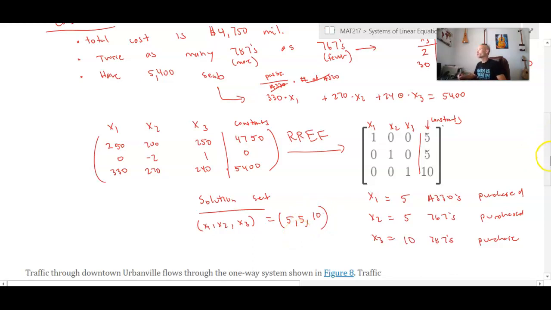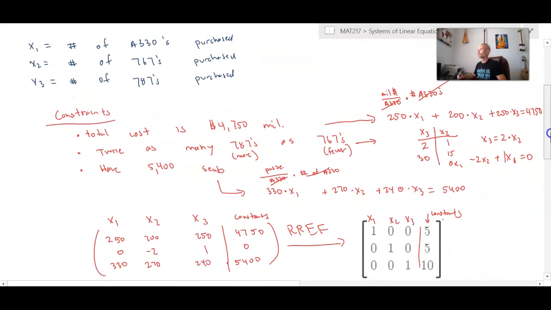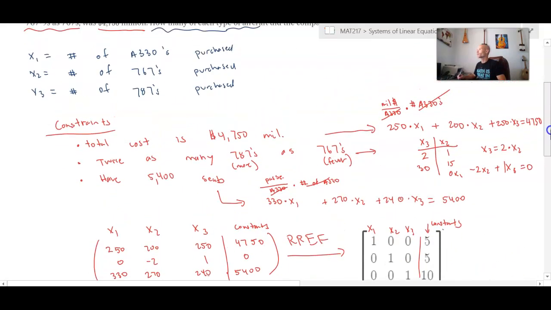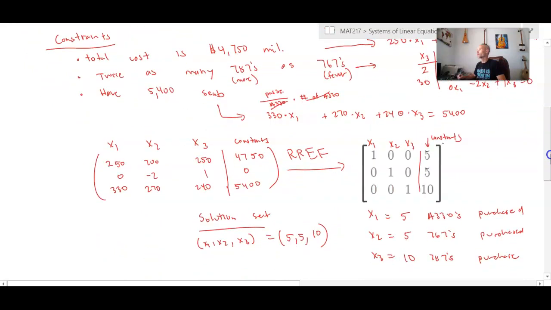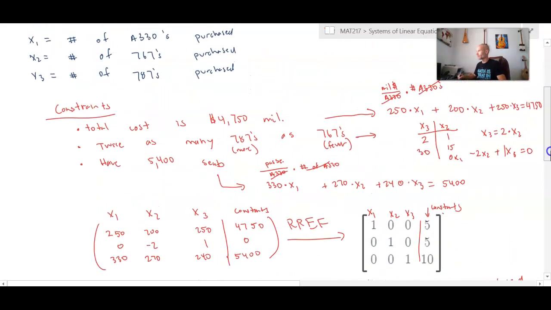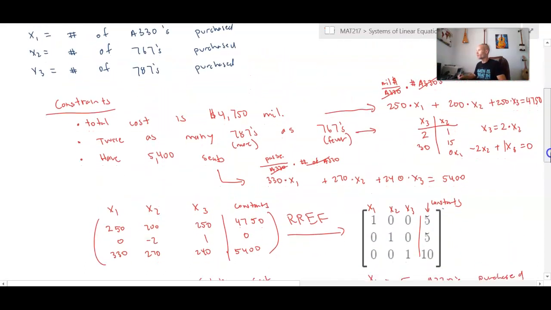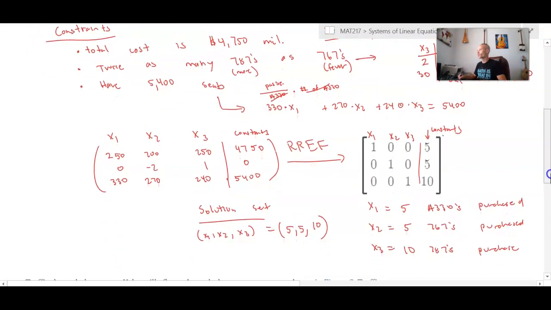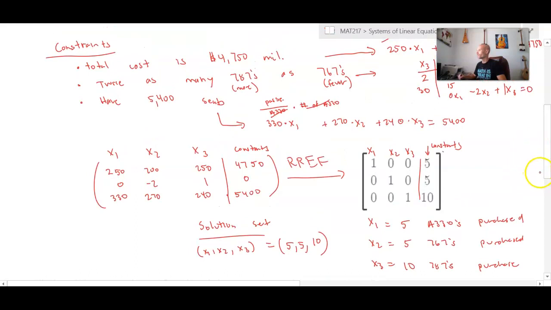All right, and we can just double check our work. We can make sure that everything works out, that our total cost is $4,750. We can double check that x3 is equal to twice x2, and you can see that 10 is 5 times 2. So we have double the number of 787s and 767s, and then you can just check that you can seat the number of passengers that's required, which is 5,400.